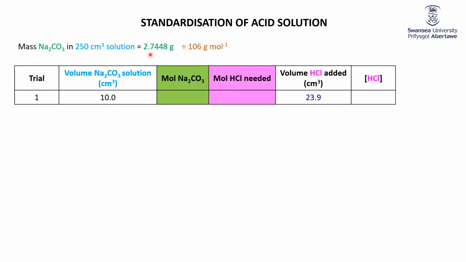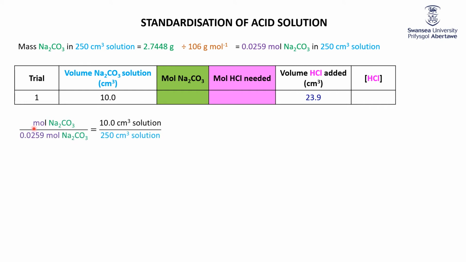First of all, to get moles from grams, divide by the molar mass. And so there are 2.7448 grams of sodium carbonate in this solution, which is 0.0259 moles of sodium carbonate in 250 cubic centimeters. I only took 10 cubic centimeters, so therefore the moles of sodium carbonate that I had in that 10 cubic centimeters, various ways you can calculate this. I like to set up ratios. So in this particular case, and there's multiple ratios you can use, but I've got moles over moles.